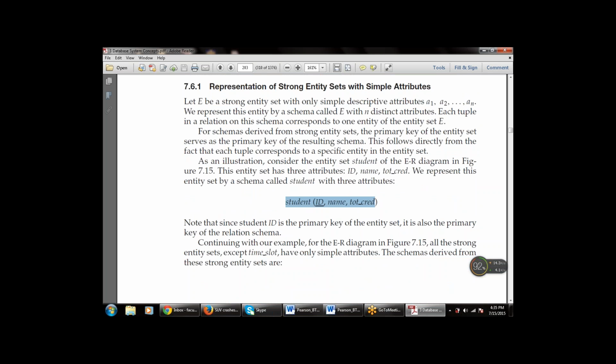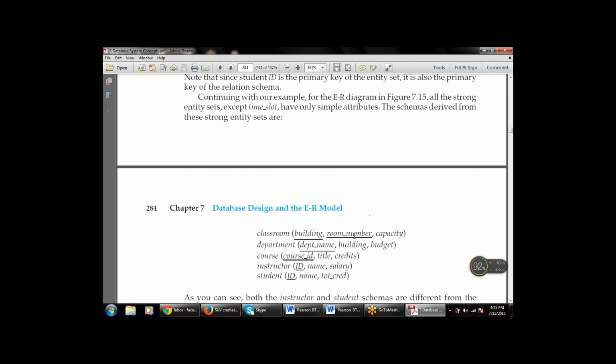Continuing with our example for the ER model, all the strong entity sets except the time slot have only simple attributes. So what are the schemas that are derived from these strong entity sets? There is classroom, with building, room number, capacity; department with department name, building, budget; then course with course ID, title, credits; then instructor with ID, name, salary; and student with ID, name, total credit. So these are the schemas derived from these entity sets.